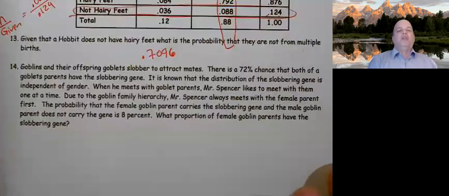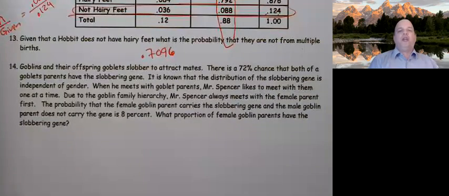All right, number 14. Goblins and their offspring slobber to attract mates. There's a 72% chance that both of a goblet's parents have the slobbering gene. It is known that the distribution of the slobbering gene is independent of gender. When he meets with goblet parents, Mr. Spencer likes to meet with them one at a time. Due to the goblin family hierarchy, Mr. Spencer always meets with the female parent first. The probability that the female goblin parent carries the slobbering gene and the male goblin parent does not carry the gene is 8%. What proportion of female goblin parents have the slobbering gene?